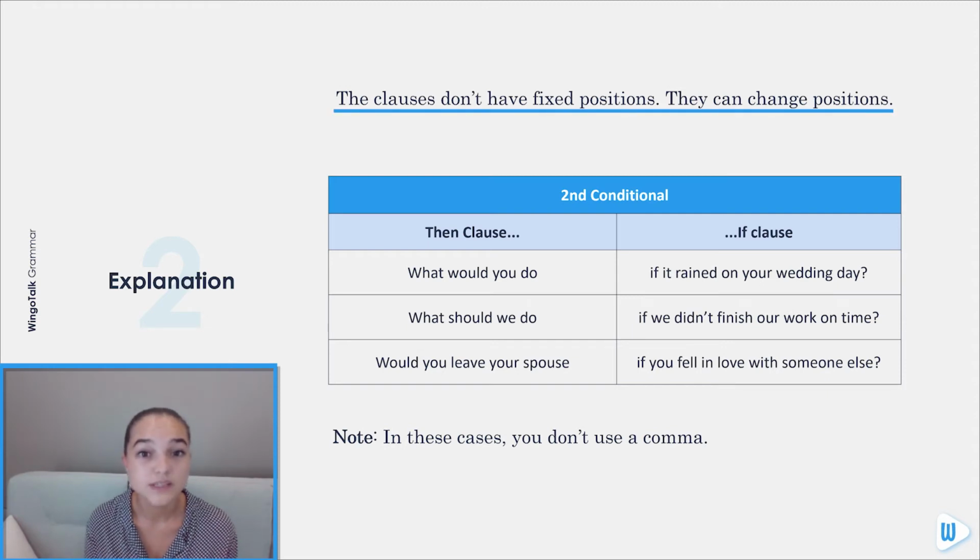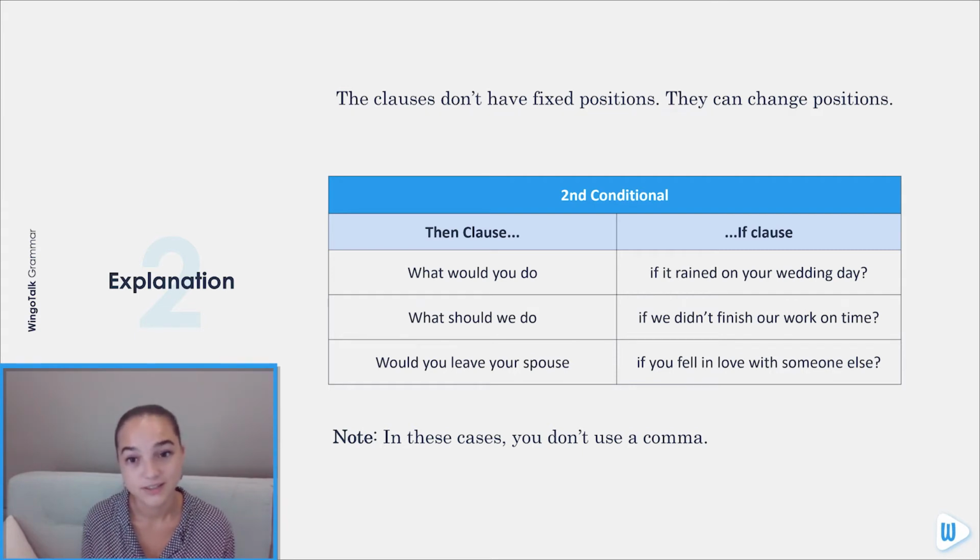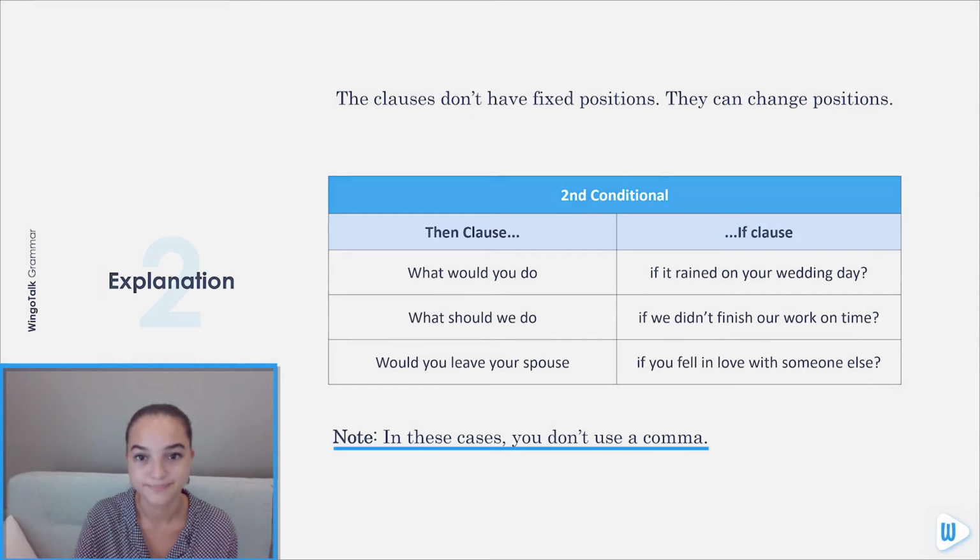However, the clauses don't have fixed positions. They can change. For example, the then clause, what would you do, can be followed by the if clause, if it rained on your wedding day. What would you do if it rained on your wedding day? What should we do if we didn't finish our work on time? Would you leave your spouse if you fell in love with someone else? In these cases, we don't use a comma.